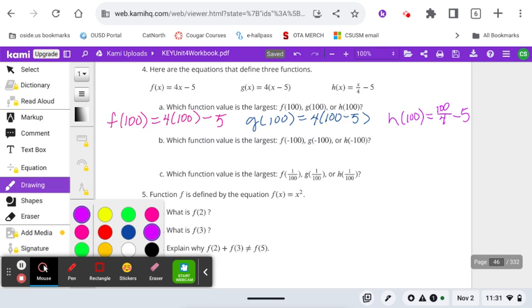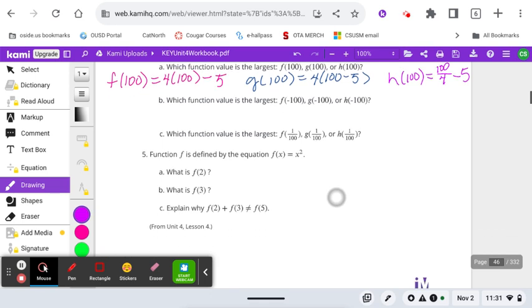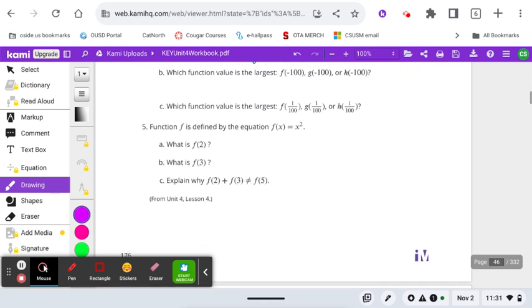You're going to go do the same using F, using G, using H, but plugging in negative 100. You're then going to go do the same, plugging in 1 over 100 into each one. So do that for A, B, and see which function is the largest.